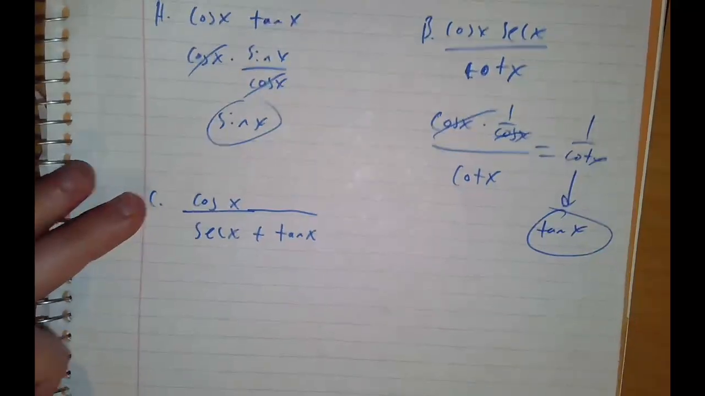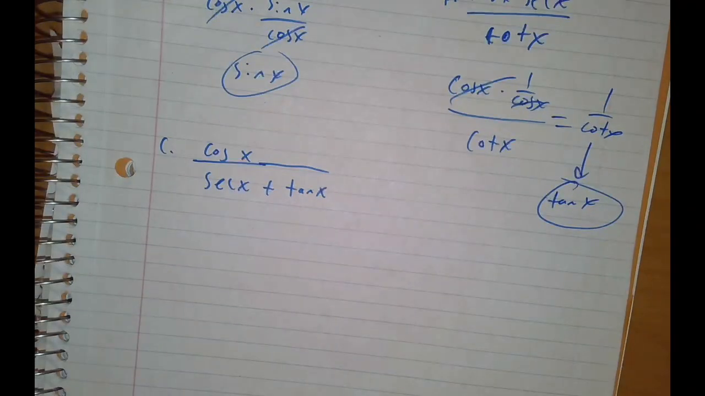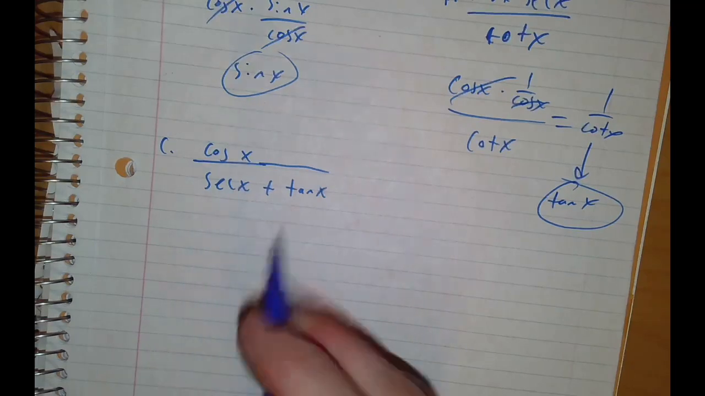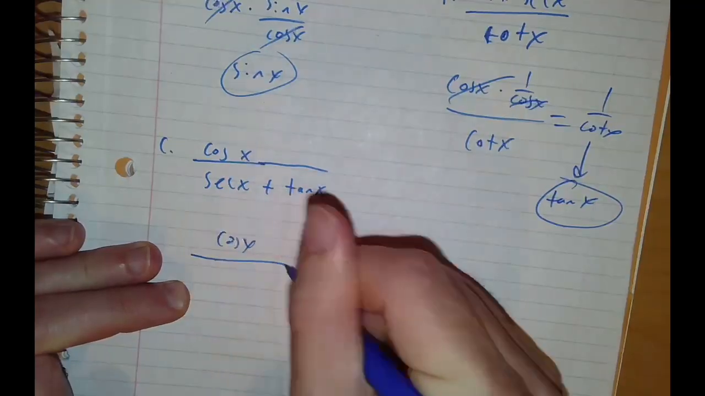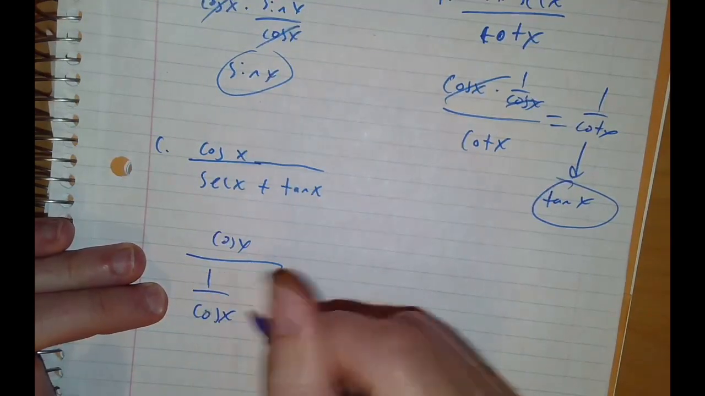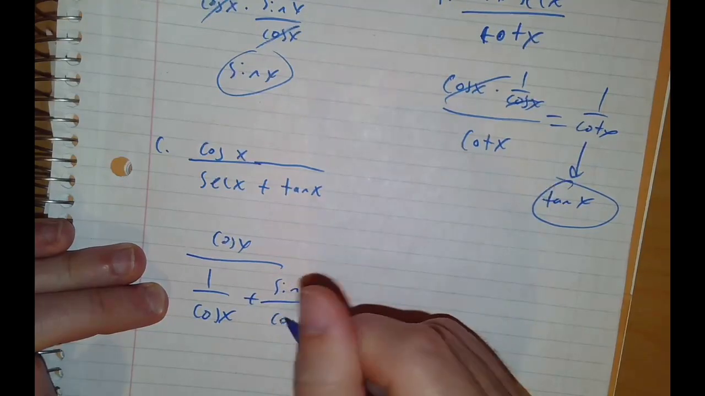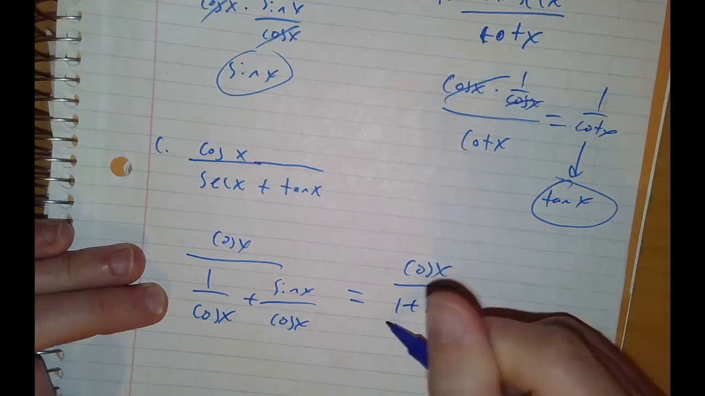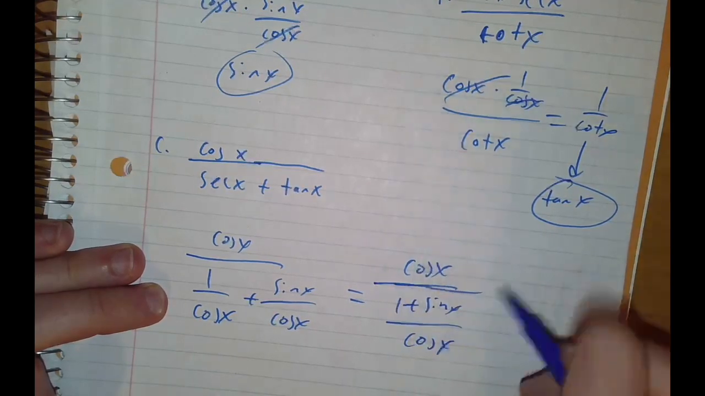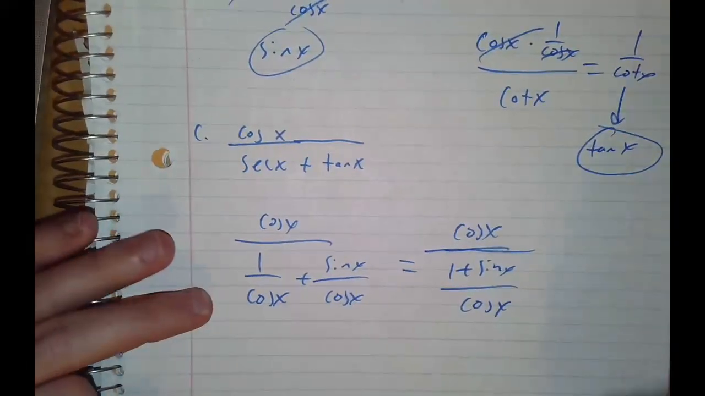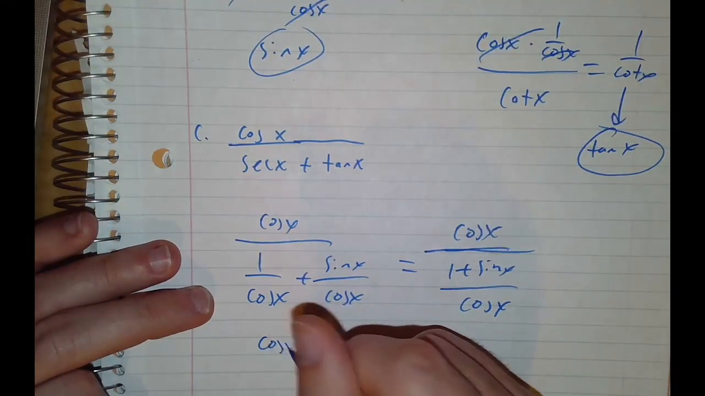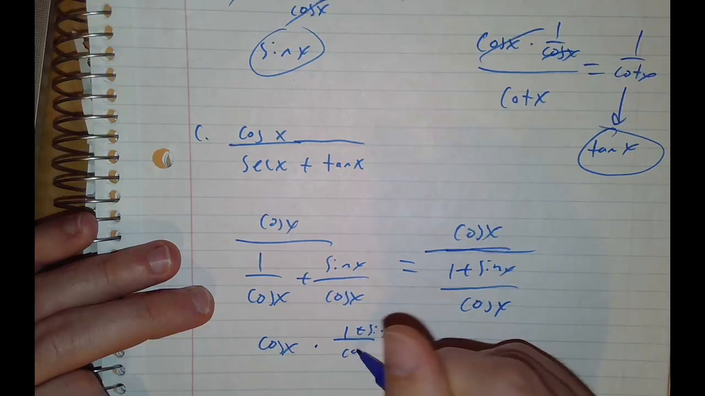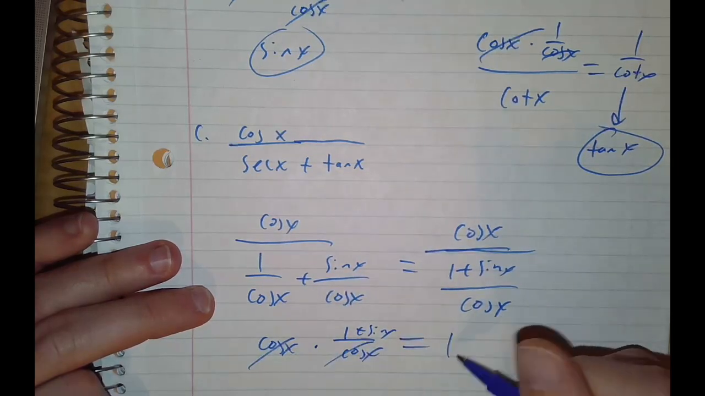Okay? And down here, cosine x over secant x plus tan x. Let's combine these two at the bottom. Secant x is 1 over cosine, so what we have here is cosine x over 1 over cosine x plus sine x over cosine x. That's the same as cosine x over 1 plus sine x over cosine x. And we can do that keep change flip, right? So we then have cosine x times cosine x over 1 plus sine x. Cancel, cancel. Just 1 plus sine x.